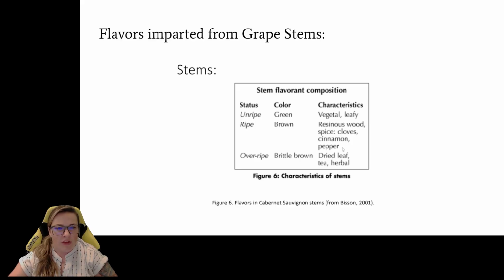So we never really think about stems contributing flavor or using it as a way to express our wines, but this is a fun way to consider it as well. And then we also have brittle and brown stems. These are considered overripe, but they will contribute dried leaf, tea, and herbal components to your wine if you choose to use them.